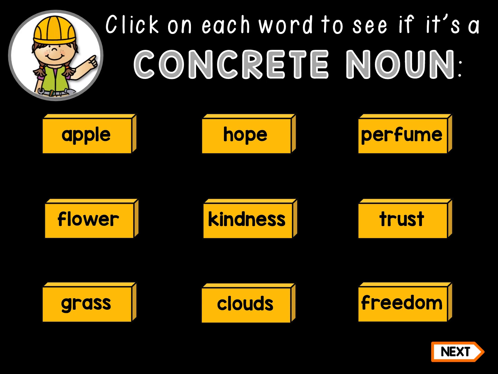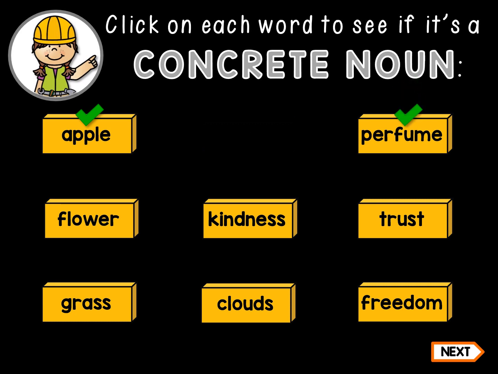So let's see if we can find which of these concrete blocks are really concrete nouns. Remember the criteria. We've got to be able to use one of our senses for it to be a concrete noun. Apple. Well, I can taste that, so yes it is. Hope. No, I can't pick it up. I can't feel it. I can't smell it, so no. Perfume. Yes, I can definitely smell perfume. Flower. I can smell it. Kindness. No, I can't see kindness.